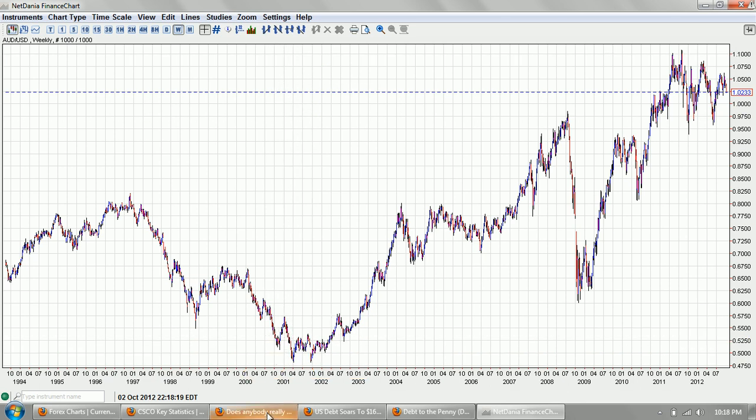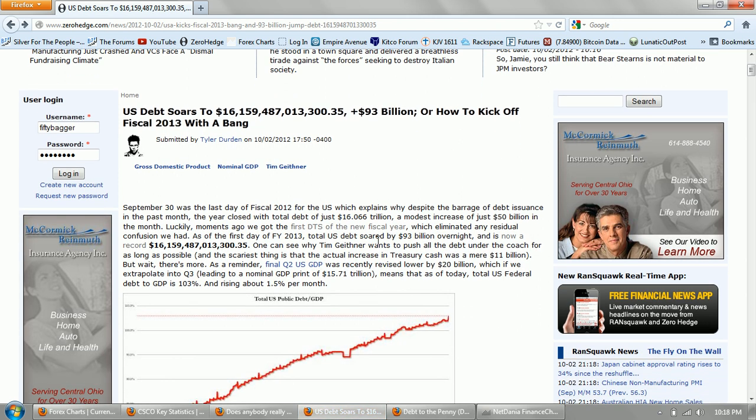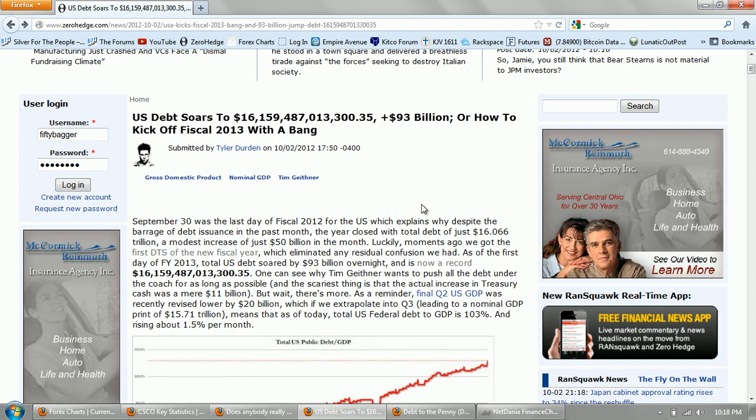So let's get to the main topic of the night, and that is an article that just hit the wire fairly recently from Zero Hedge, and this is about the national debt, the fiscal cliff. And we got the debt figures today for the new fiscal year, because if you remember, the fiscal year ended September 30th, and we had a jump in the national debt of $93 billion to $16,159 billion. Now, the national debt limit is around $16.4 trillion, so we've jumped very quickly towards that.